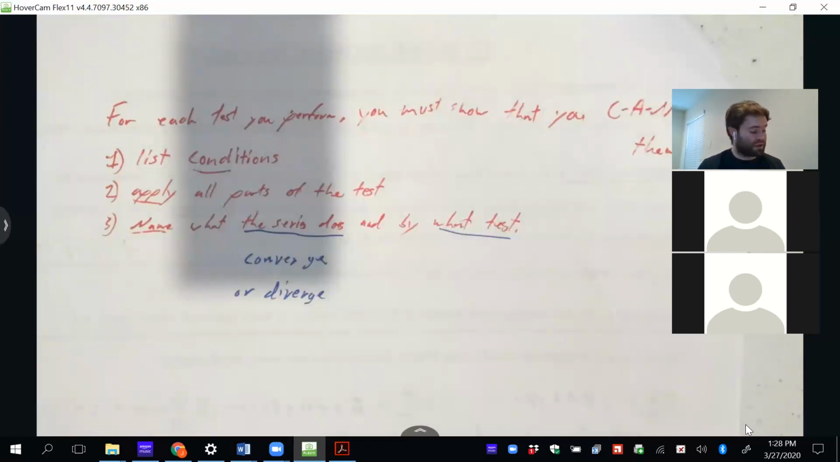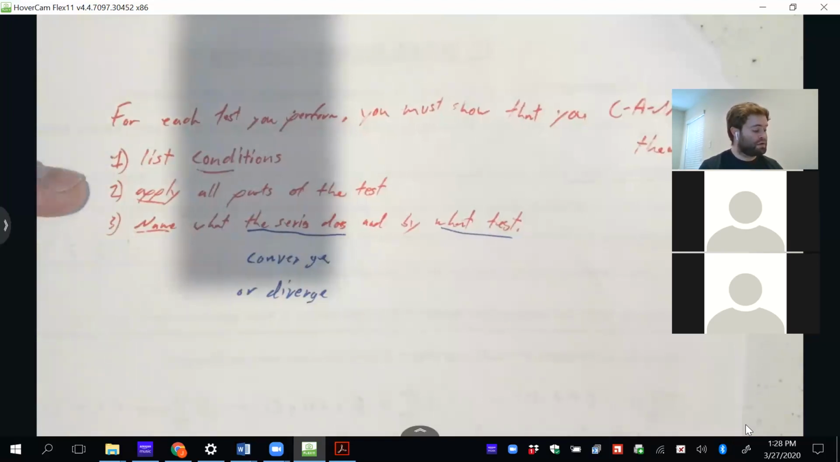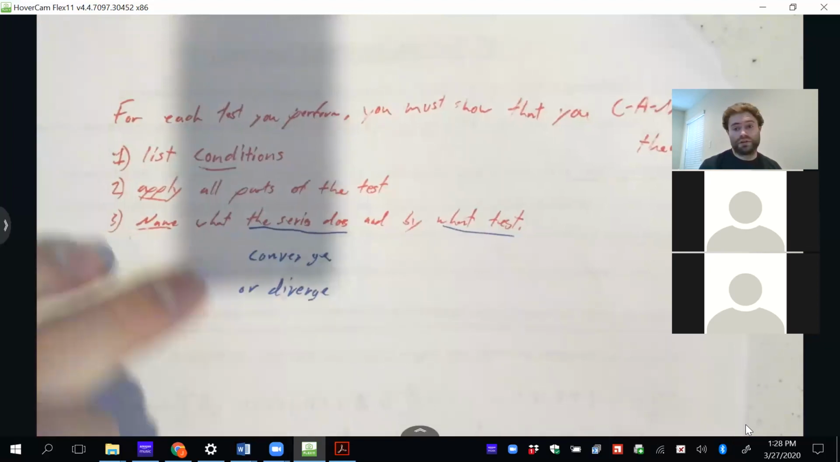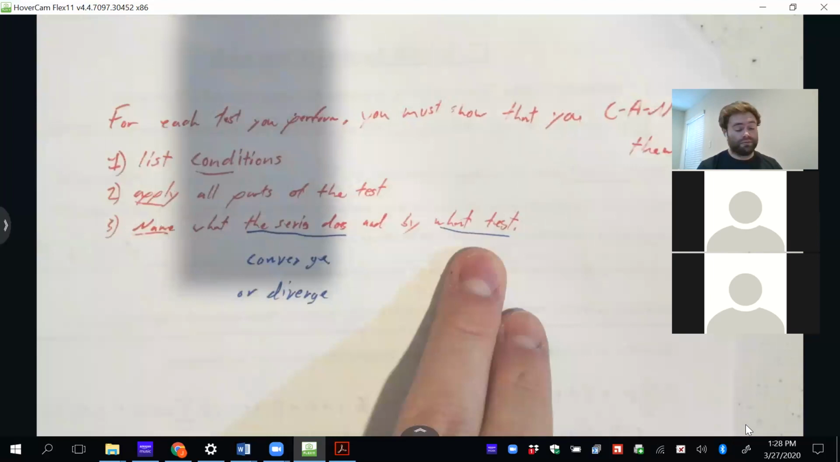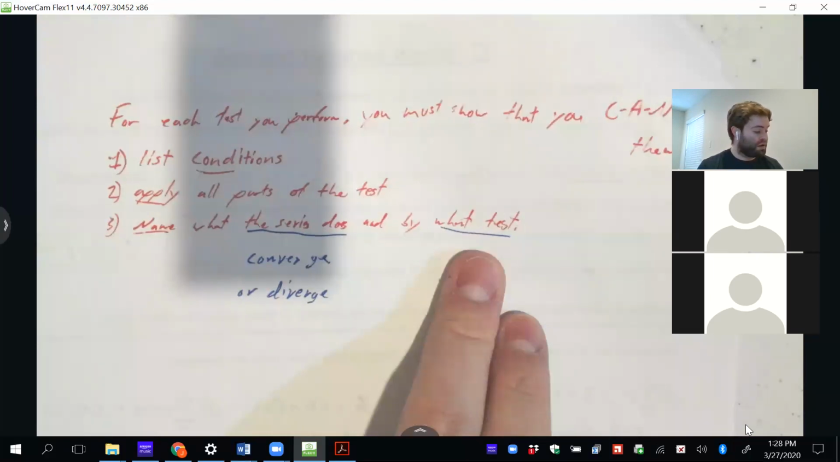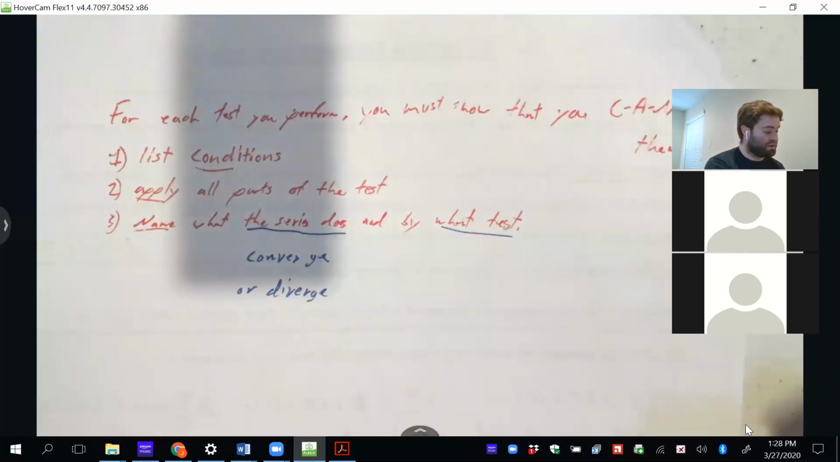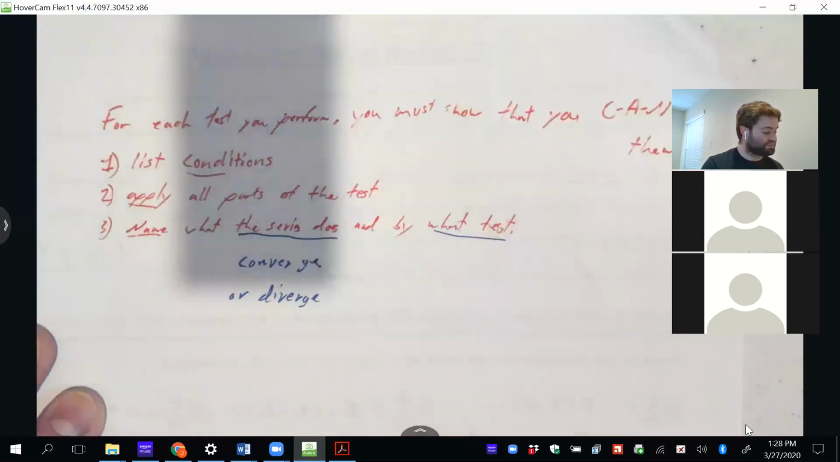But if there's a free response question that has a geometric series or any sort of series, and you have to show whether it converges or diverges, you would need to list all conditions and all parts of the test when you apply it, say whether it converges or diverges, actually answer the question, and then say what test you used. And I'll continue to show this as well as we do problems.